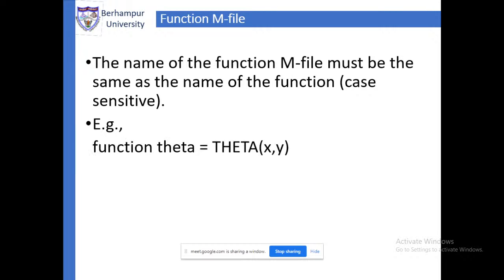For example, you see function theta is equal to THETA. Now what is the name of the function here? Capital THETA. On both sides you can see that there is theta, but on the right hand side it is capital THETA, and on the left hand side it is small. So the output is small theta, that is different, but the function name is capital THETA. Its file name should be capital THETA.m. Similarly, you can design any function. This way you can give names to different functions.